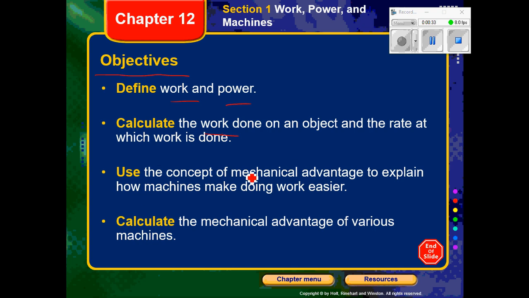And then use mechanical advantage ideas to explain how machines make work easier or better, maybe not always easier, which will be important for when we do our mousetrap vehicles. And then we're going to be not just using mechanical advantage ideas, but we'll be able to calculate mechanical advantage in multiple ways.